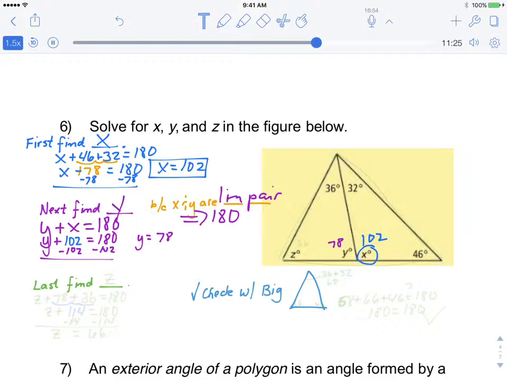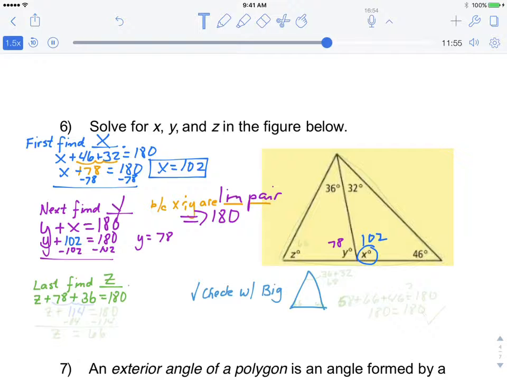Now we've got z is the only thing left, and to find z, what do we know? Well, that left triangle adds up to 180 degrees. Okay, so I'm going to have z plus 78, that was my y value, and my top angle is 36, and all that equals 180.